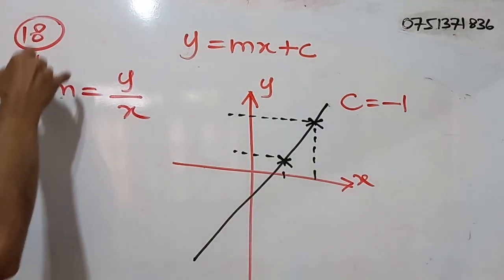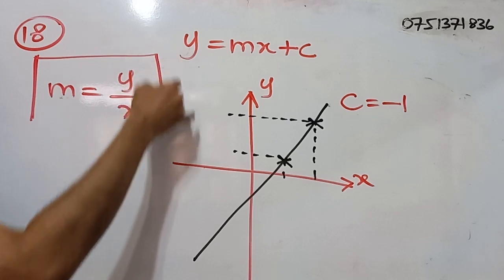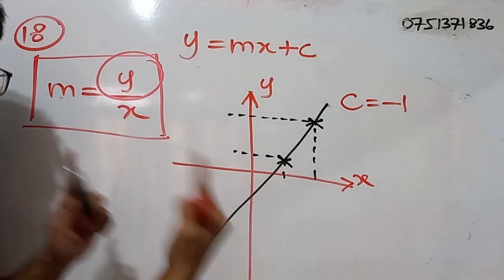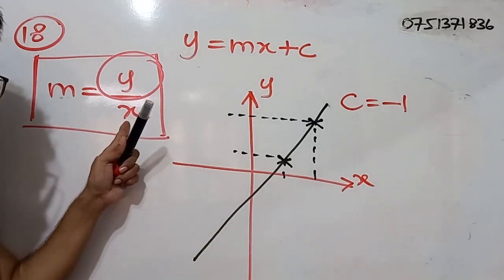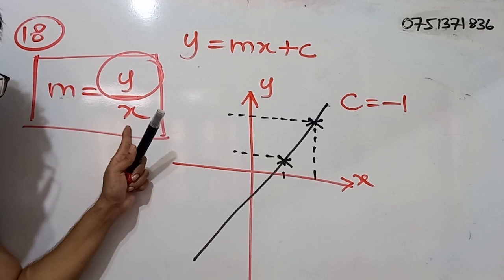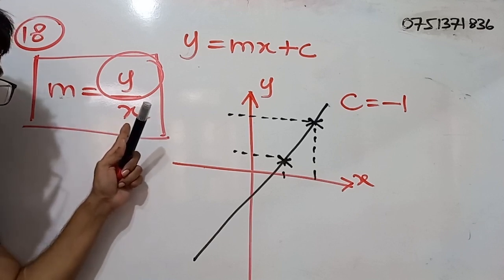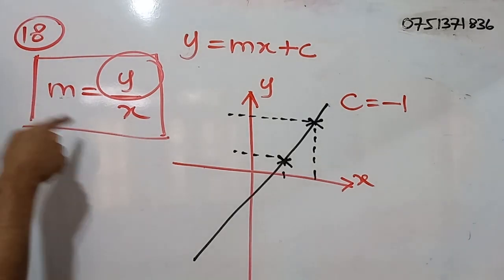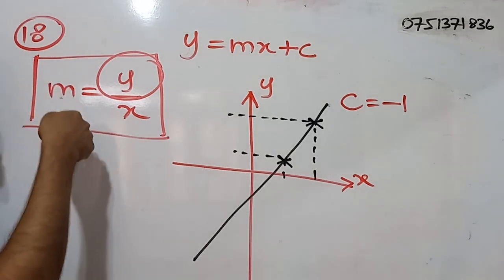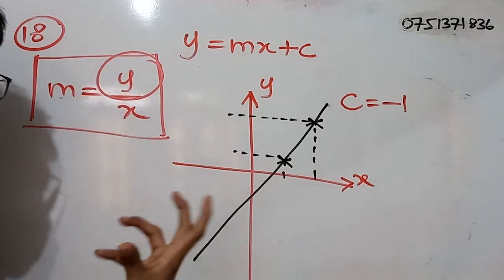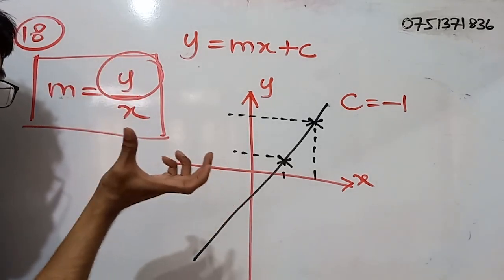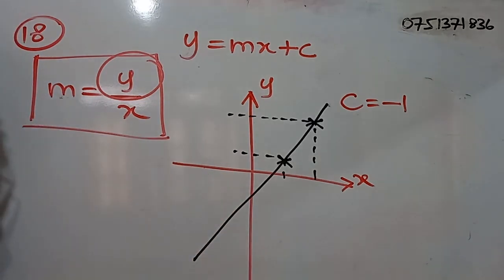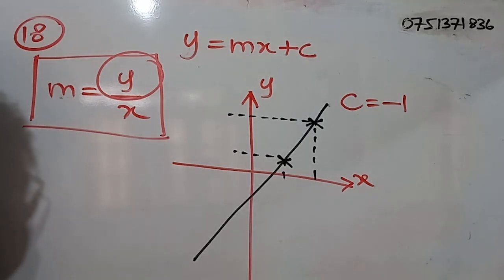But even though we write it in this manner, here what is meant by y? The difference. When we take y divided by x, x means what? X means the difference of the x values. So even though we write m equals y divided by x, it is actually what? The difference of the y values we need to divide by the difference of the x values. So that is the thing that we need to do.